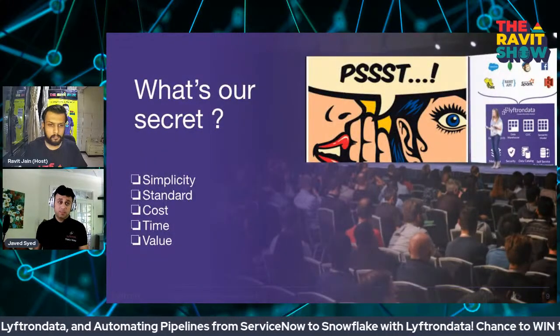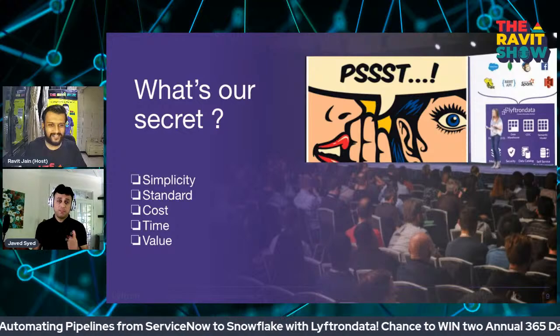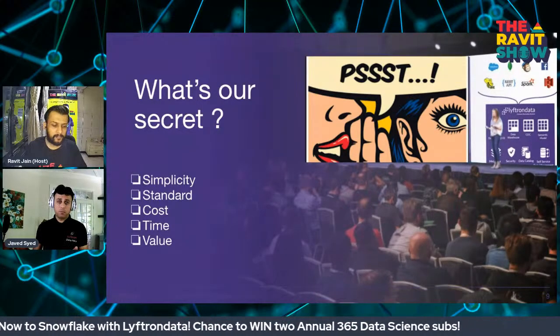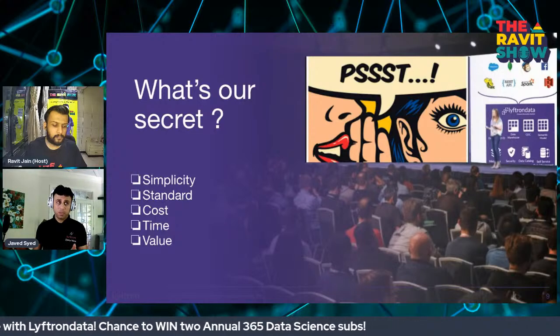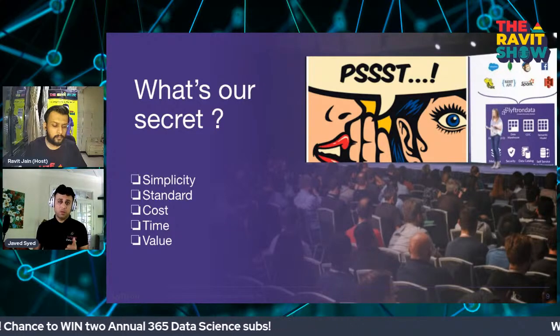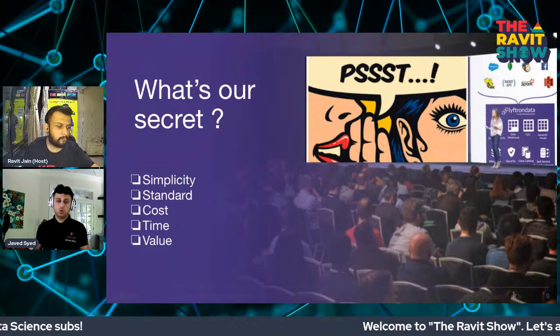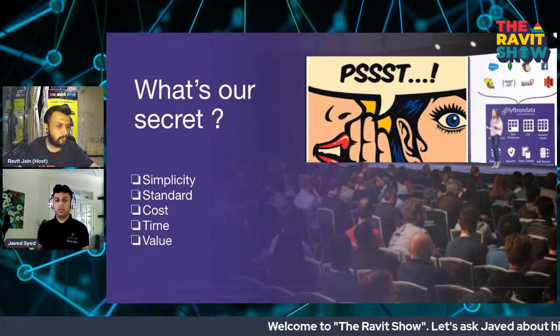So what is our secret? Our secret is definitely simplicity; it is the number one thing we are targeting. Then the standardization of your development cycle, cost, time, and value, because these are the main pillars we are targeting to make enterprises fully data-driven.